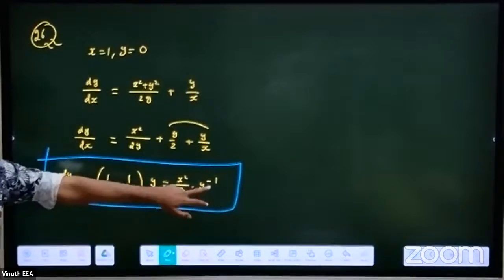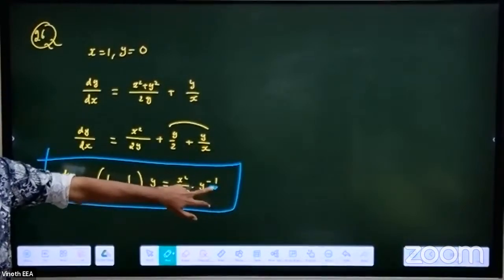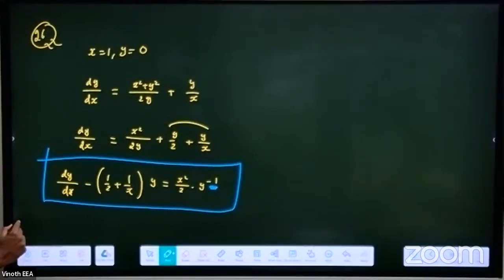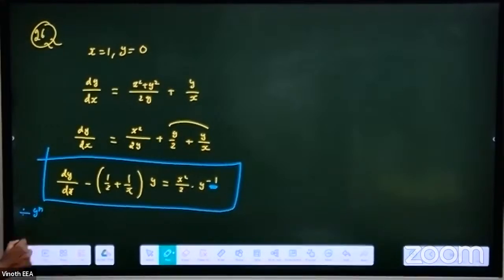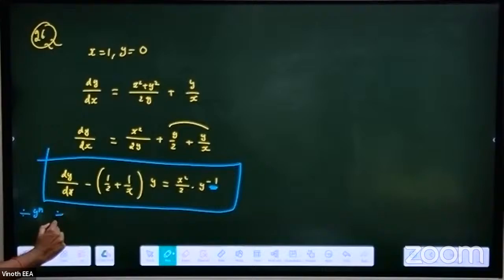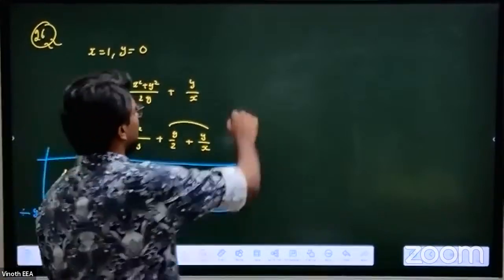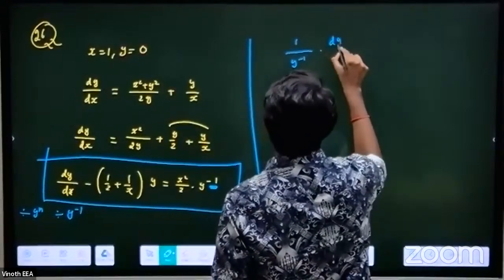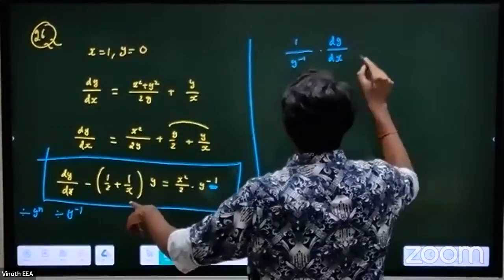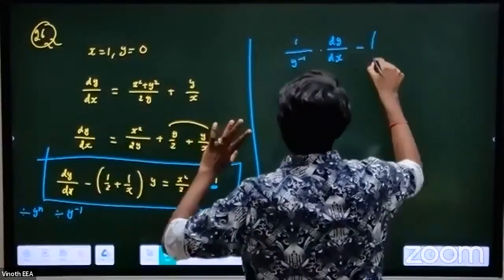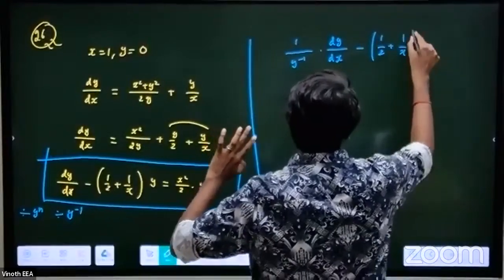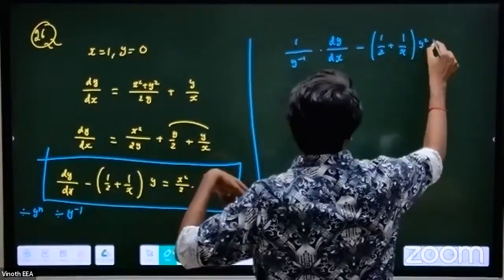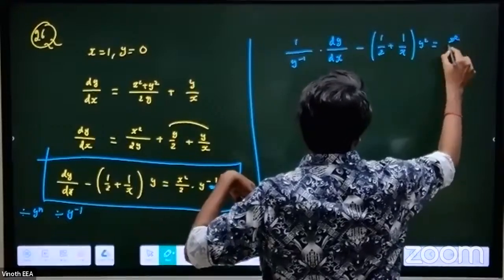Okay, but n is negative. n is not positive; n is negative here. But the procedure is going to be the same. What should I do first? I should divide by y to the power n on both sides. Here, what is y to the power n? y to the power minus 1. So this becomes 1 by y to the power minus 1 into dy by dx minus (1 by 2 plus 1 by x) into y by y to the power minus 1, which becomes y squared, equal to x squared by 2.